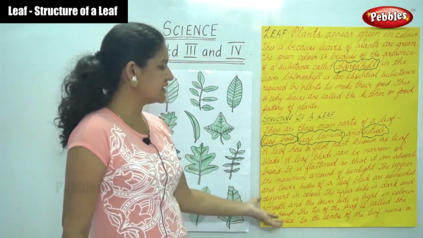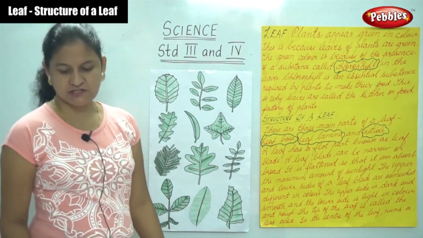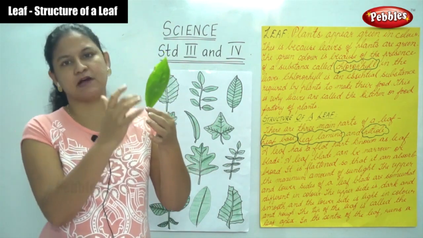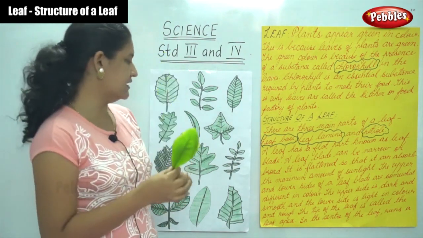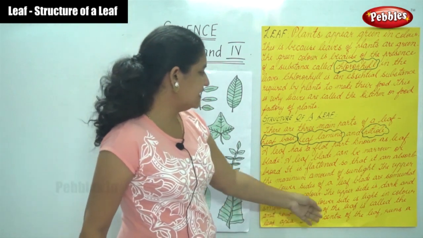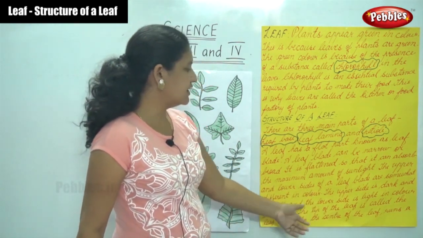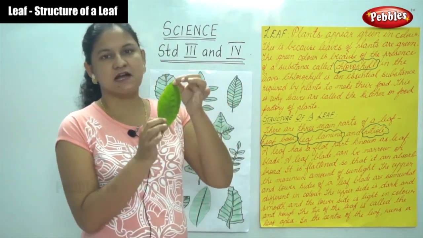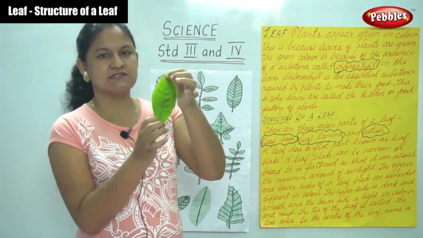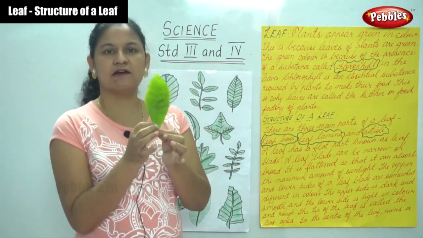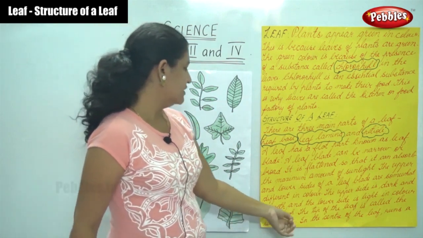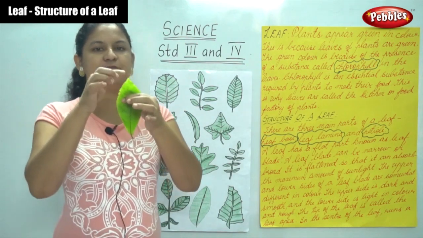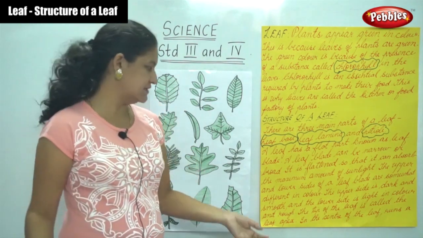The upper and lower sides of a leaf blade are somewhat different in color. If you take notice of this leaf, the upper and lower parts are somewhat different. The upper side is dark in color and smooth, whereas the lower side is light in color and very rough. The tip of the leaf is called the leaf apex.